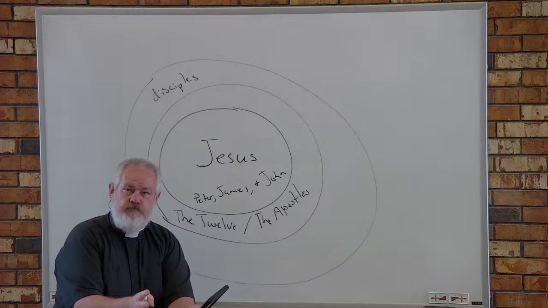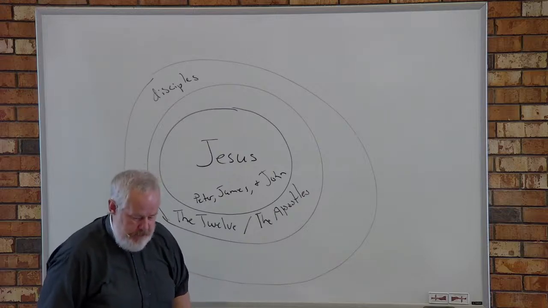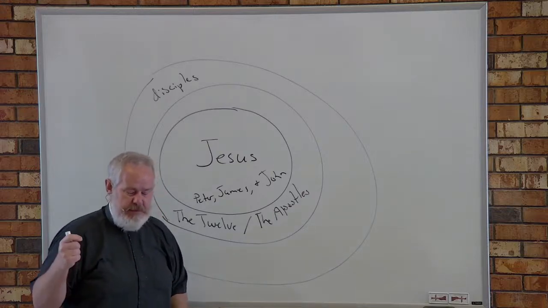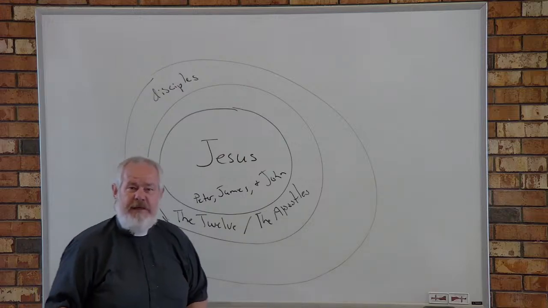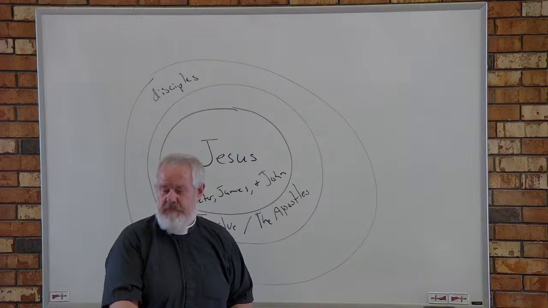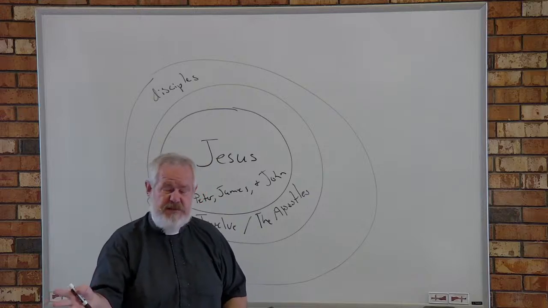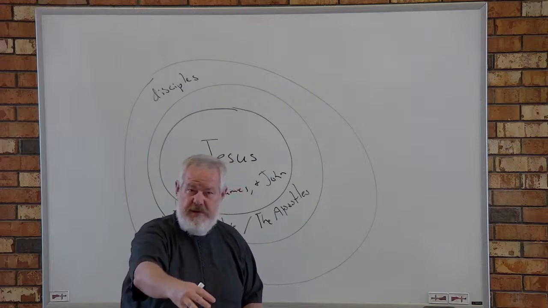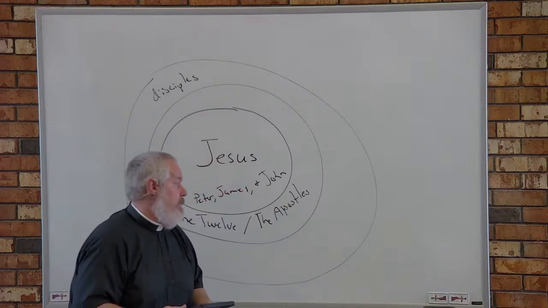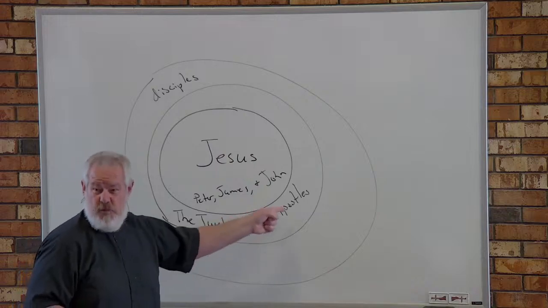So when he commissions, when he speaks what we often refer to as the Great Commission, it's the apostles that are there, minus Judas Iscariot, because he's killed himself already. So it's the 11 are there. And so the commissioning then is to the apostles, the sent ones.